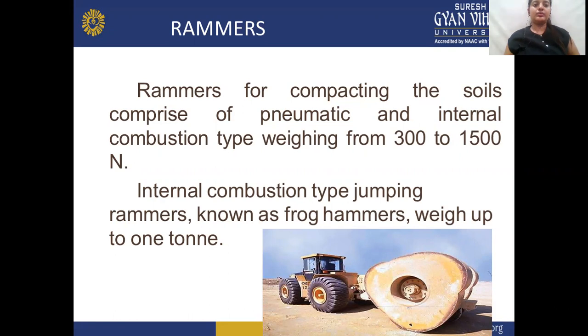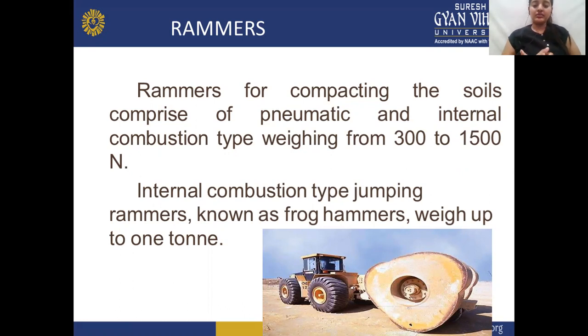as compared to the other rollers. The ramming for compaction of the soil comprises pneumatic and internal combustion types, weighing from 300 to 1500 Newton. So you can see that it is extremely heavy and extremely large, and the weighing range is extremely high, from 300 to 1500 Newton. So the engine that provides its pushing and pulling has to be extremely strong as well. The engine should be extremely powerful to pull such loads.